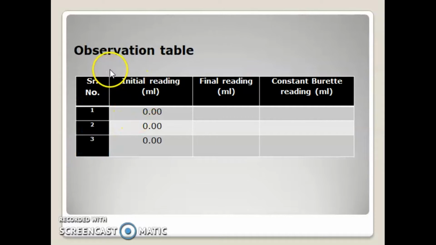Now we have to tabulate our result. The observation table has initial reading, final reading and the constant burette reading. We will go by filling the burette every time. So our initial reading is 0 ml and whatever final burette reading we get, we will write over here, and finally we will get the mean of these 3 readings, that is the constant burette reading.